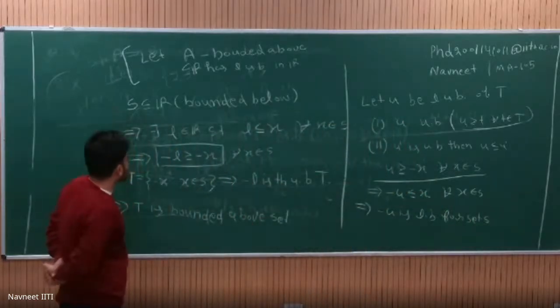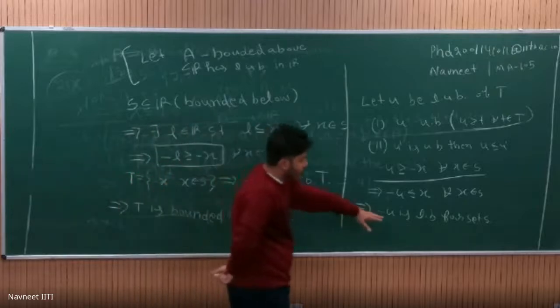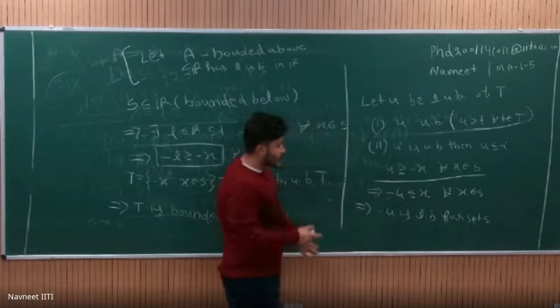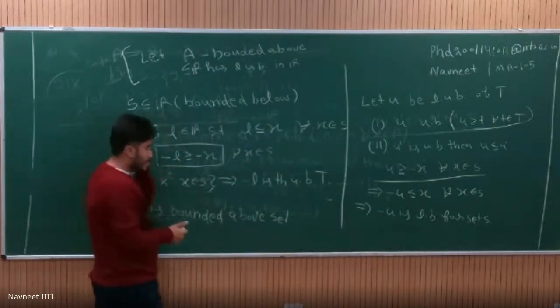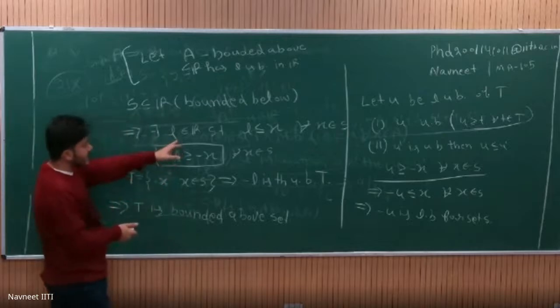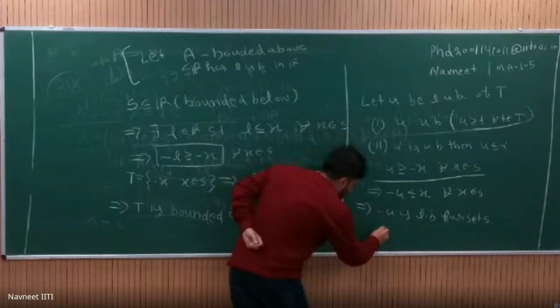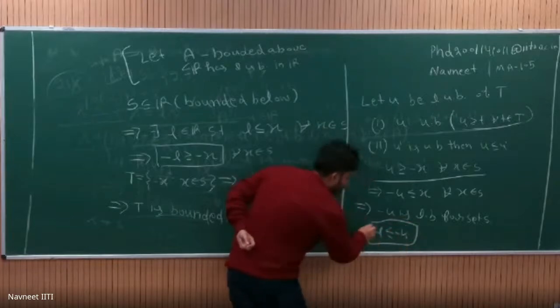But actually we want to find the greatest lower bound for the set S. If this is a lower bound, and I am able to prove that it is greater than any other lower bound, that means, for example, this L is any other lower bound, if I am able to show that this L is less than or equal to minus u, then minus u is the greatest lower bound.